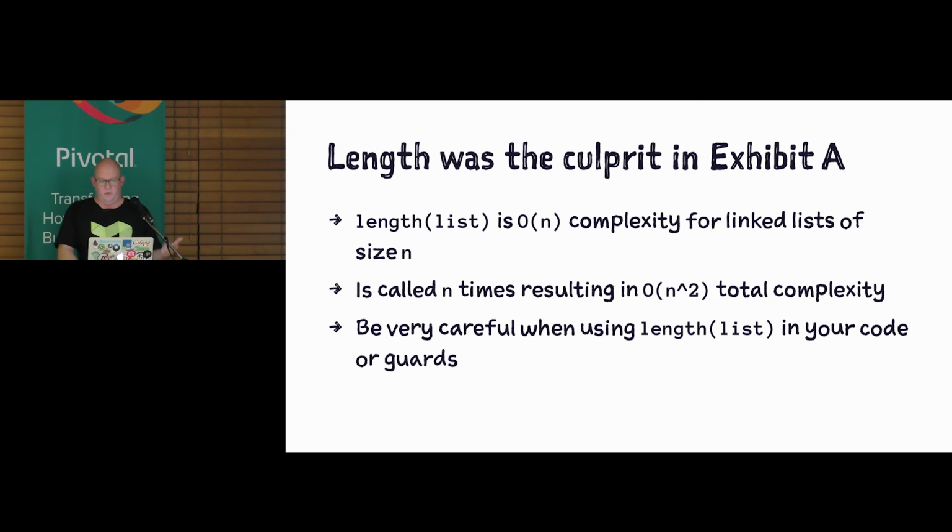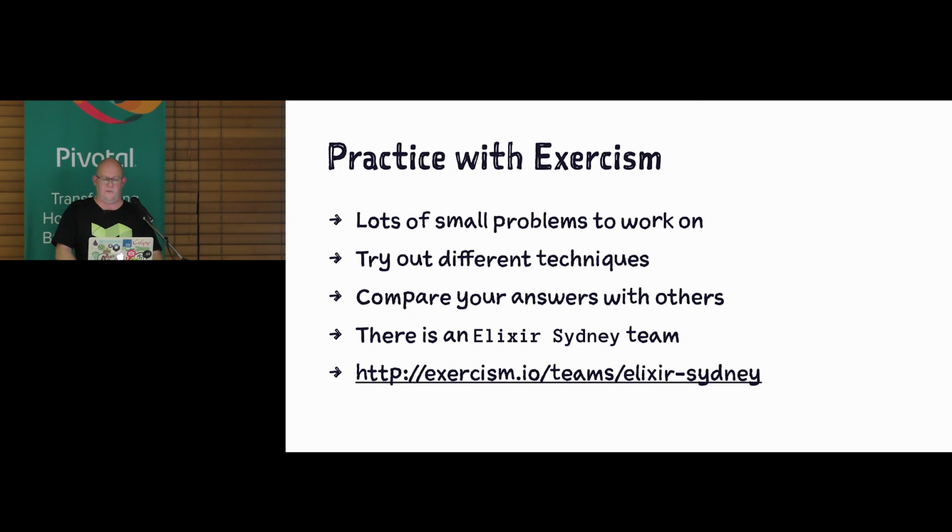So the length was the culprit there. N squared, that's pretty bad. So be careful when you're using length on a list. Especially in a loop, it does traverse the whole list. So save it away if you need it.